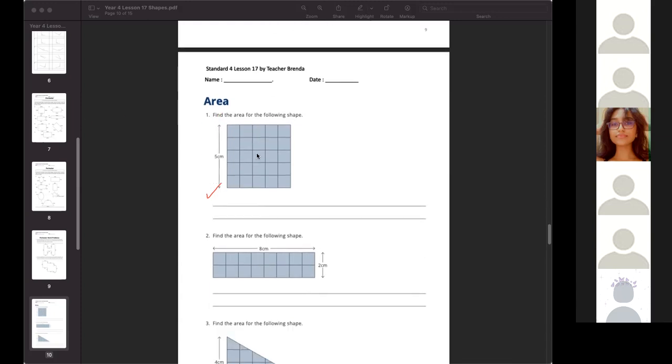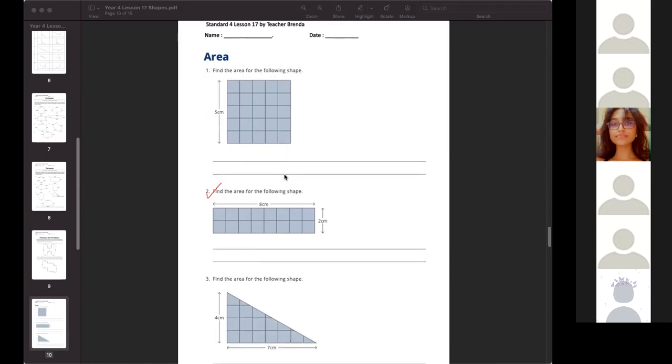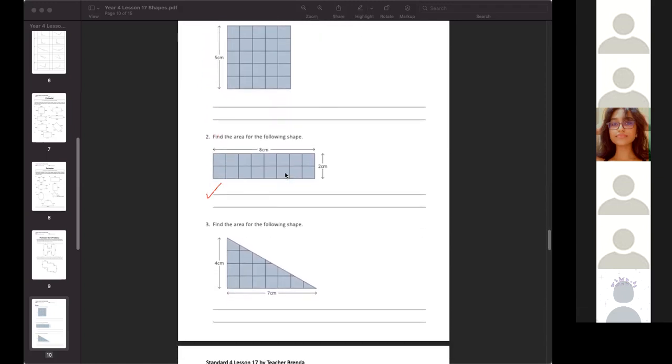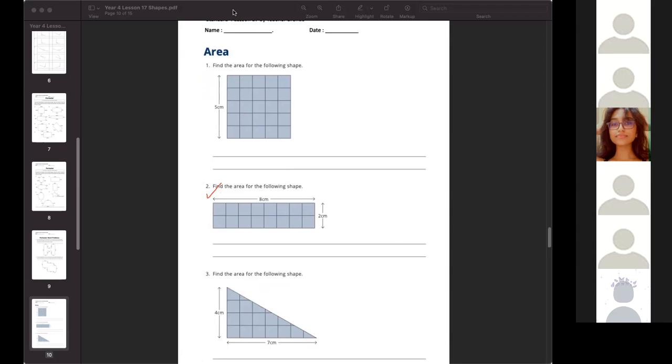No, you're not late, Liza. Okay, now, it's for standard 4. Your module would be the next page. This is page 10 for standard 4. For standard 5 and 6, this would be your page 13. Okay, so what are we going to do here, guys? We are going to find the areas of the following shape.